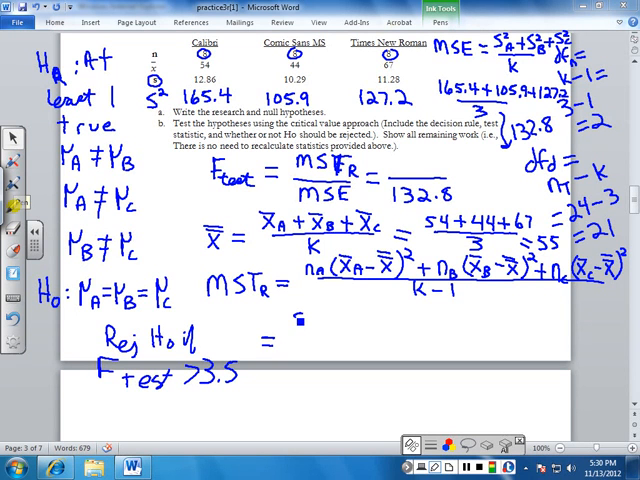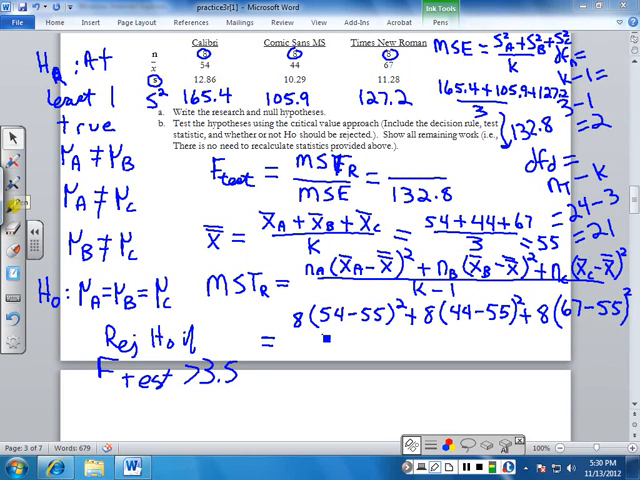So now we have 8 times (54 minus 55) squared, plus 8 times (44 minus 55) squared, plus 8 times (67 minus 55) squared. All that's going to go over 2.